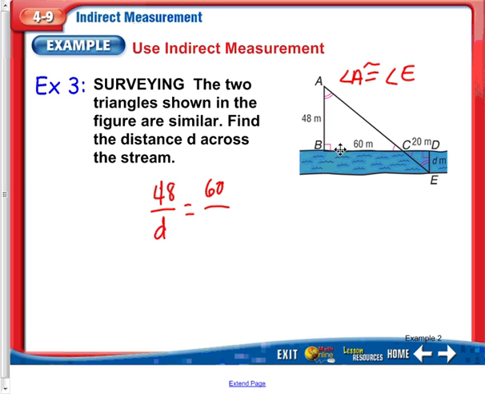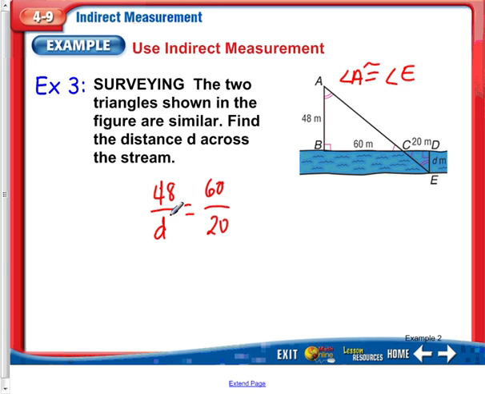And then just to make sure I have it right, I'm going to look here. This is a right angle. This is a one line. So right angle and one line is 20. So I'm going to put 20 on the bottom. So just again, make sure that you're matching up corresponding sides. You're not doing 48 and 20. Make sure you're matching them up correctly.